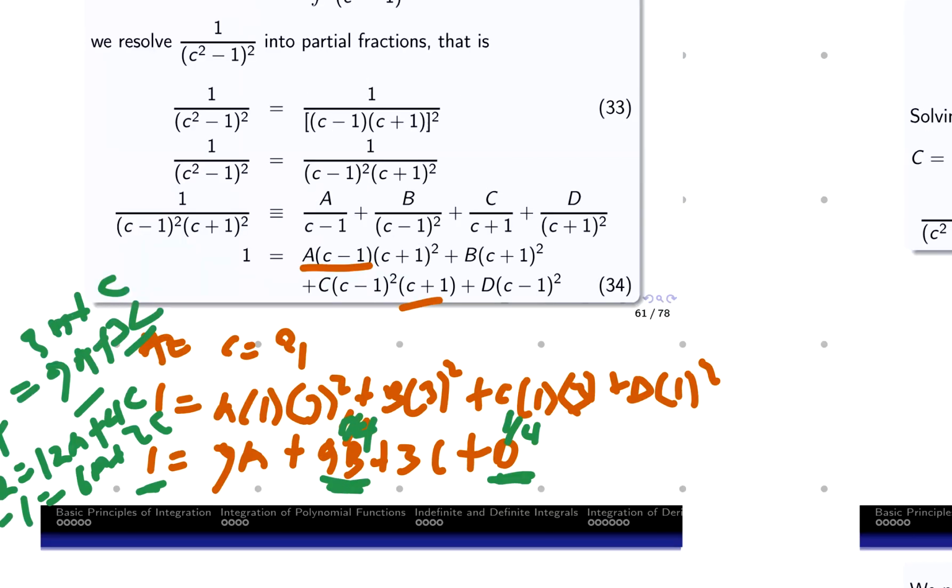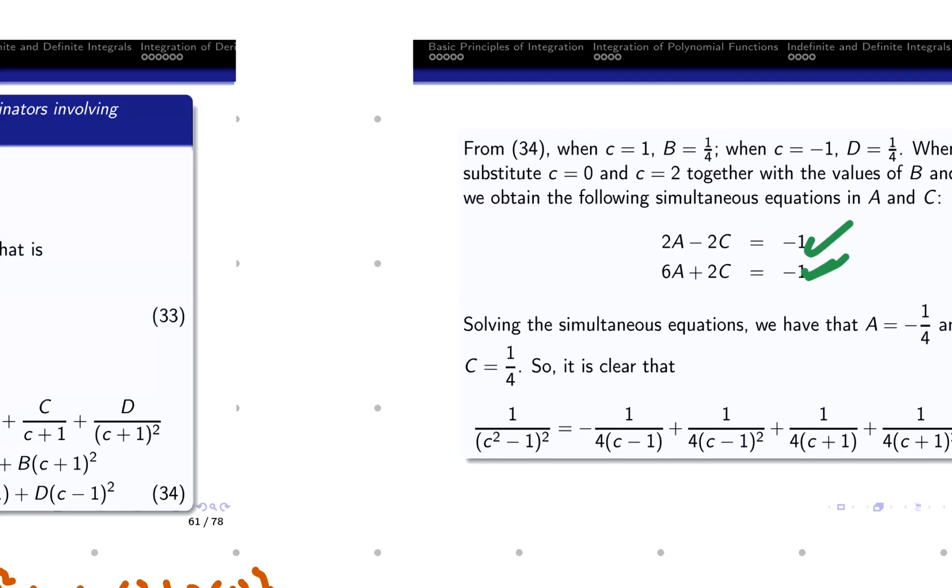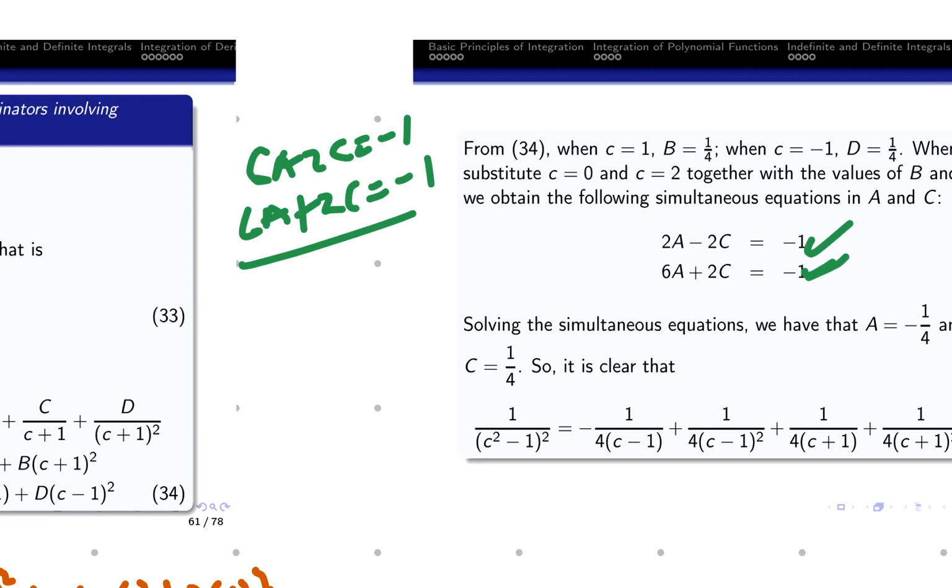So you have these two equations, and you can solve these two equations for a and c. Interestingly, this is pretty easy. You have 6a minus 2c equals minus 1, and you have 6a plus 2c equals minus 1. So you can easily add, because minus 2c plus 2c is 0. So here you have 12a equals, if you add minus 1 and minus 1, you get minus 2. So a is equal to minus 2 over 12. That's minus 1 over 6.